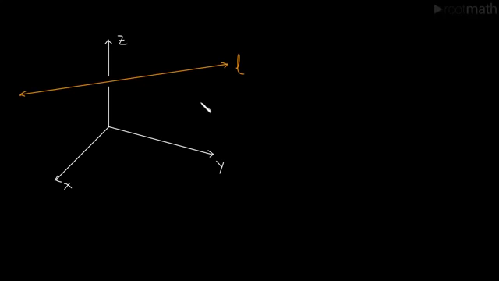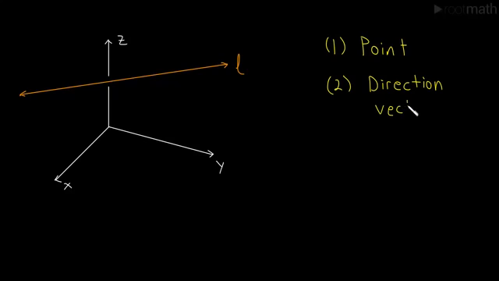Now, let's say we have a line here floating out in space. The key information to knowing this line is we need to know a point on the line. Or let me do this with numbers here. The first thing we need to know is a point on the line. And we also need to know a direction vector. So we need to know what direction the line is going in, and the way that we get that information is with a direction vector.